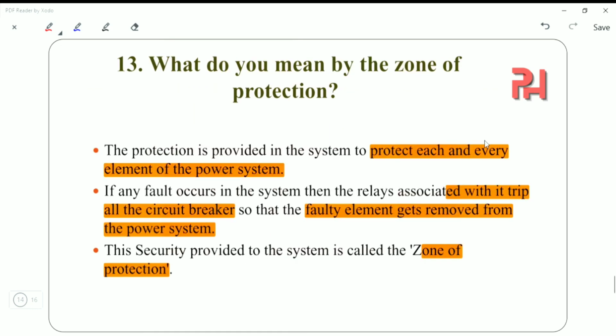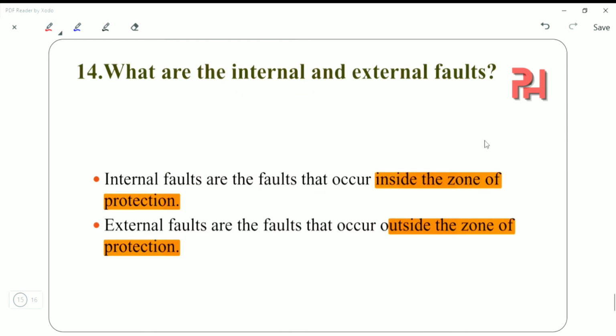Next question is, what do you mean by zone of protection? Basically in a power system, there are many elements. Each of the elements will be protected. If any fault occurs, the relays associated with that particular element will trip all the circuit breakers and the faulty element will get removed from the power system. This is called a zone of protection. Next question is, what are internal and external faults? Internal faults will occur inside the zone of protection and external faults will occur outside the zone of protection.